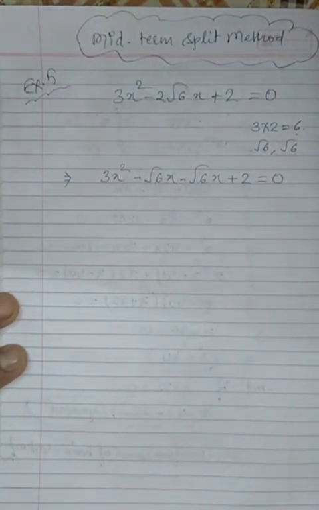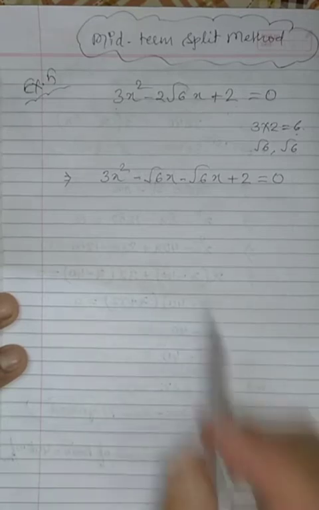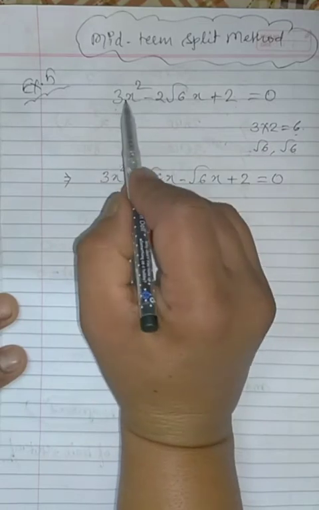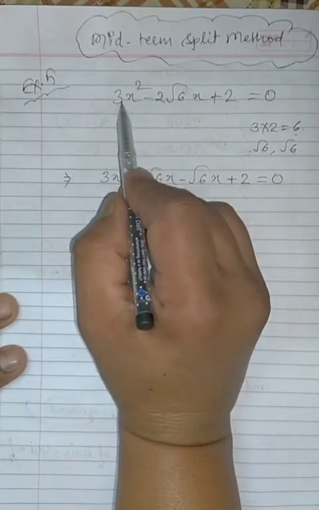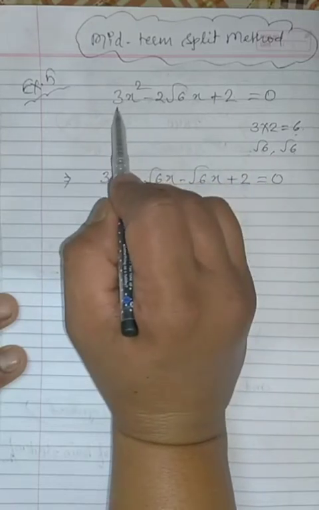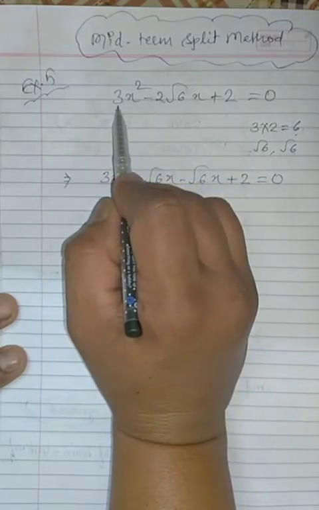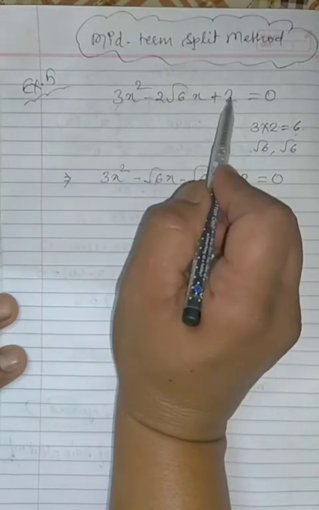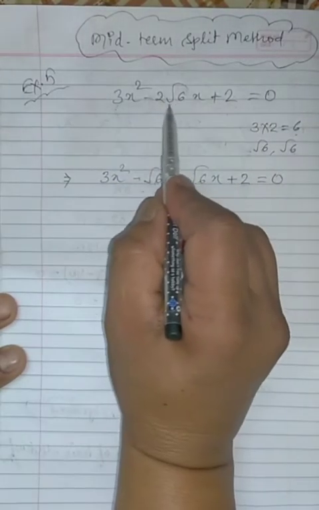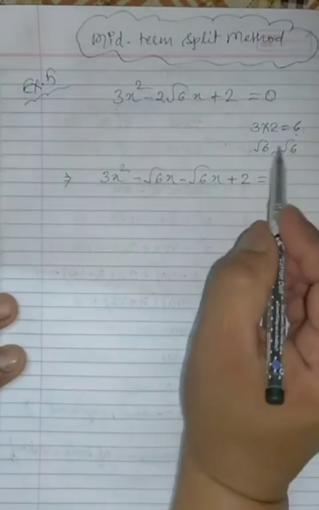Once again I repeat, first we multiply the first number and last number. If there is no number, then the middle term is to be split for the last number. But if we have a number here other than 1, more than 1, then this number is to be multiplied by this number, and whatever number comes, the middle term is to be split for this number. This we have done.